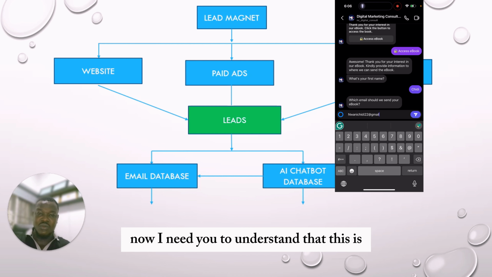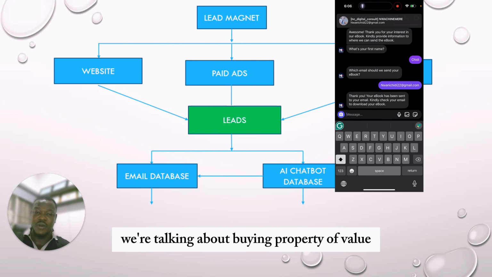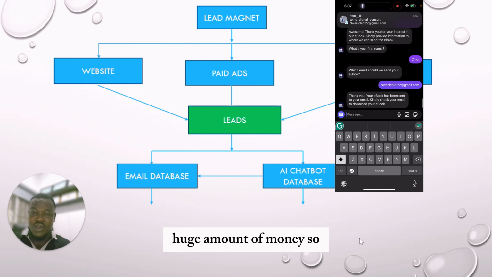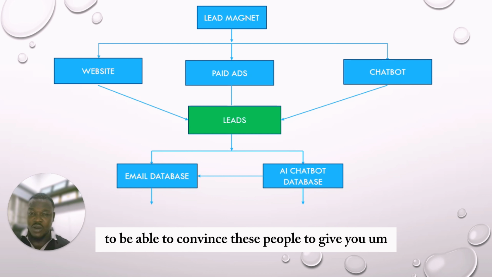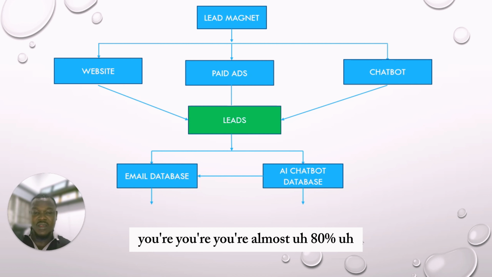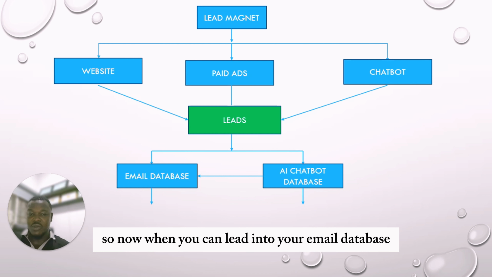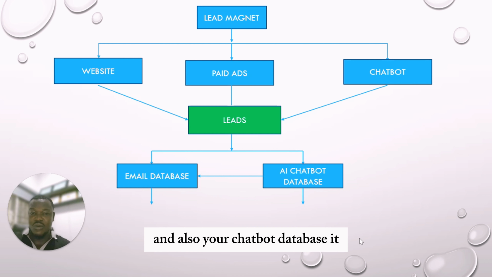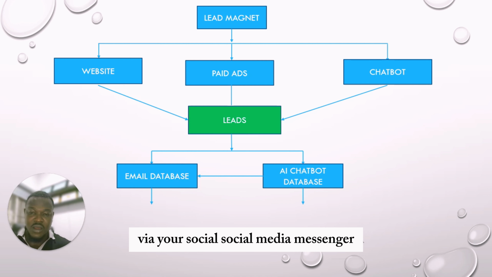I need you to understand that we're talking about real estate, we're talking about buying property of value, a huge amount of money. So you need to be able to build that trust, you need to be able to convince these people to give you that hard-earned money, right? If you're able to do this right, and you get to this point, you're almost 80% into converting these prospects. So when you get the leads into your email database and your chatbot database, it becomes easy for you to reach them via email and via your social media messenger.